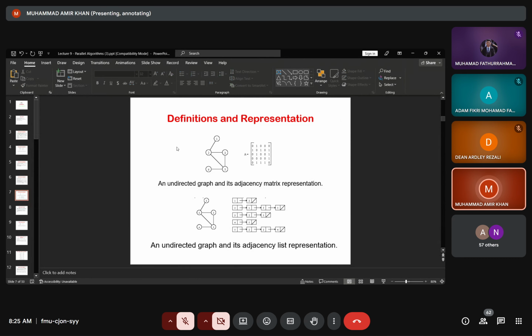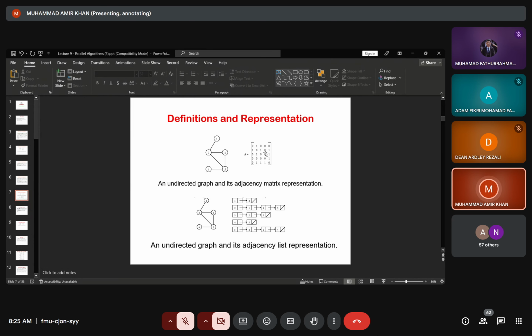You can get this question in the exam. For example, we will give you an undirected graph, there is no arrow, and we ask you to write the adjacency matrix representation. So how will you write this?